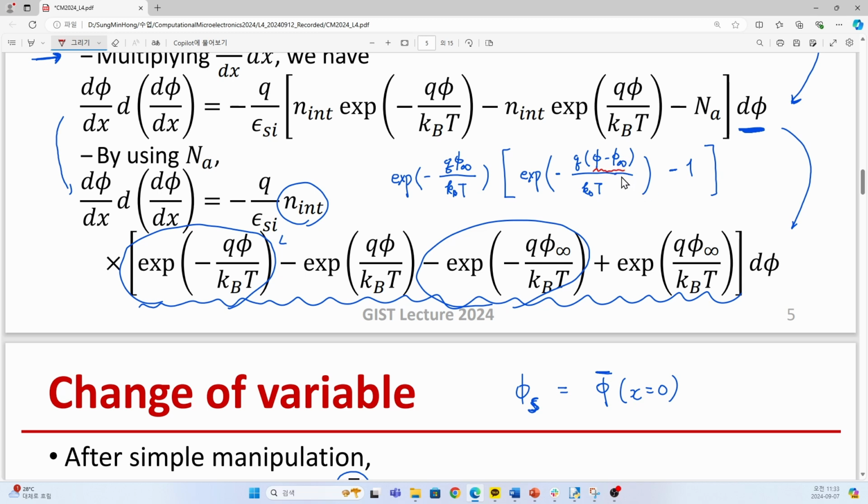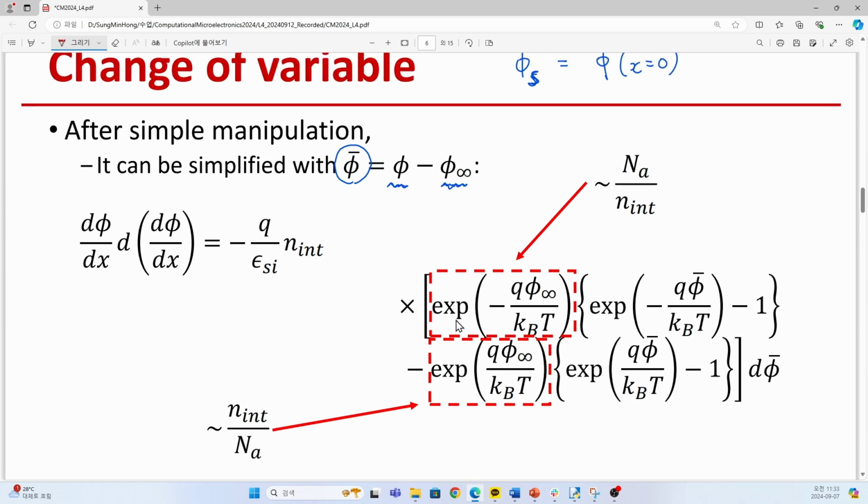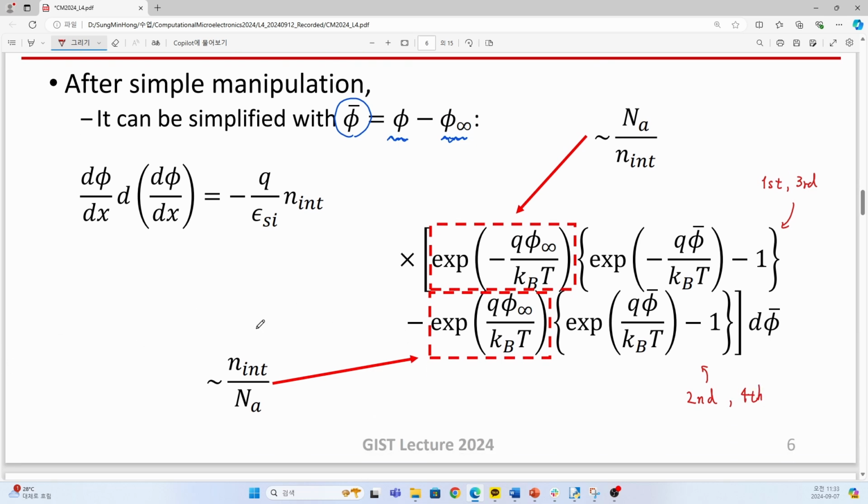However, due to our new variable phi bar, it can be just written as phi bar. That's the reason why, when you have a look at this expression, we have a relatively simple form, and you know that this is just a combination of our first term and third term. You can easily guess that this term is also a combination of the second term and fourth term. Okay, so we have this expression.